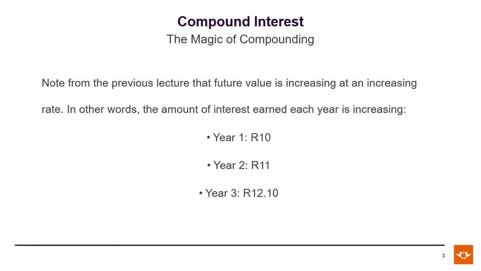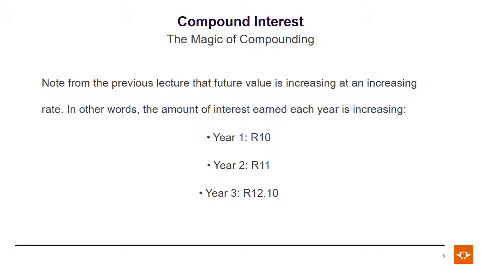Now, if you'll note from the previous lecture, I talked about compounding. If you look at that previous lecture, you will notice that the future value that we were calculating was increasing at an increasing rate. So we started with 100, we went up to 110. In the second year, we went up to 121, and in the third year, we went up to 133. So each year, the interest that we were earning was increasing.